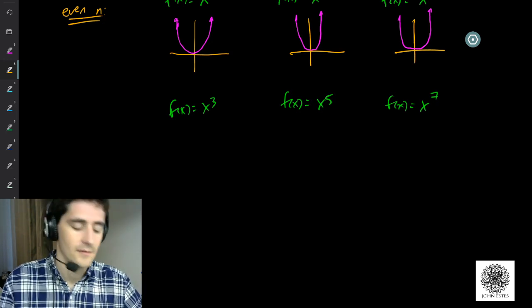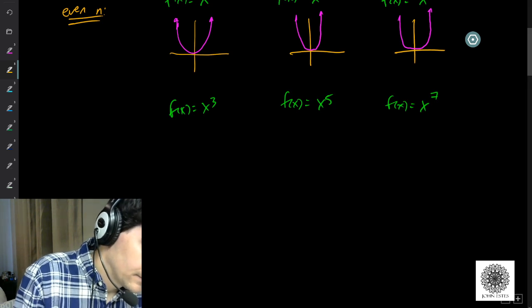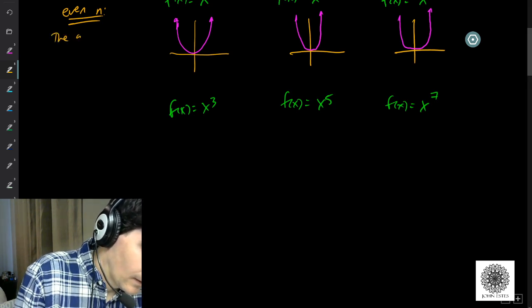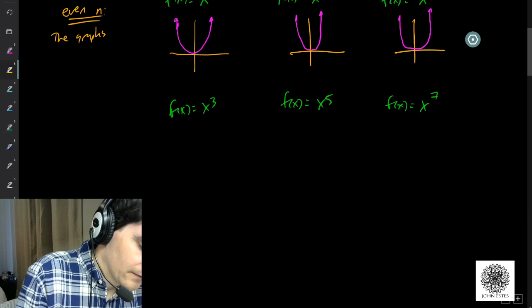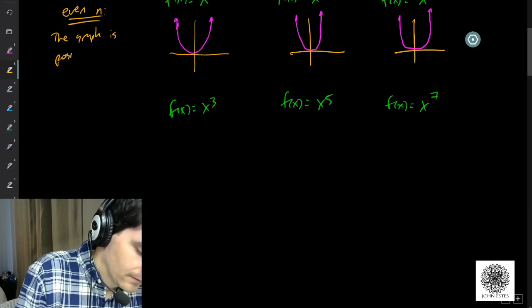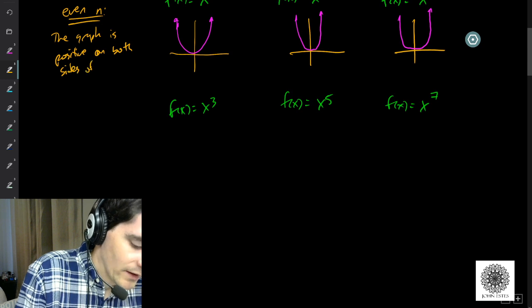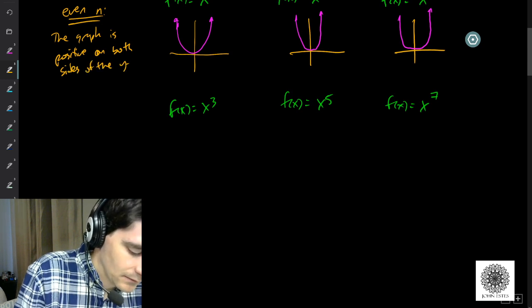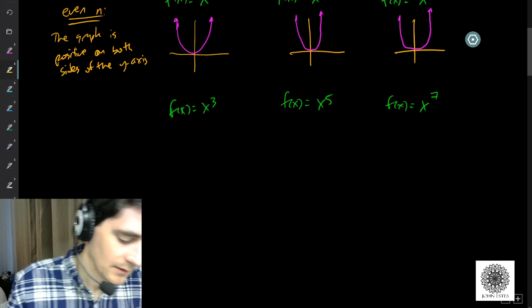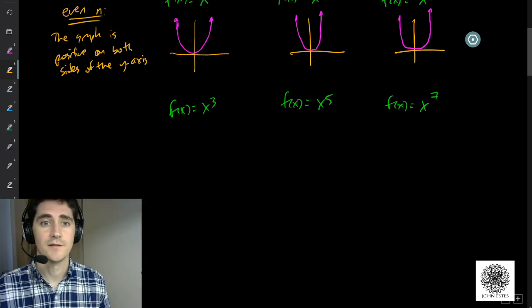Well, the graph is positive on both sides of the y-axis. Right? It stays positive on both sides.